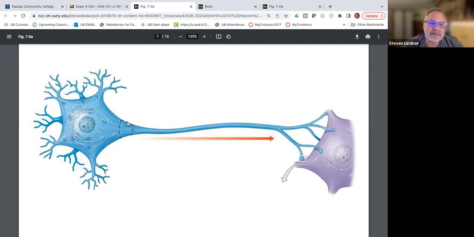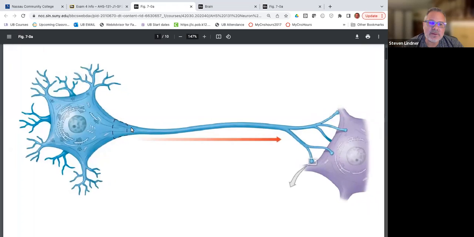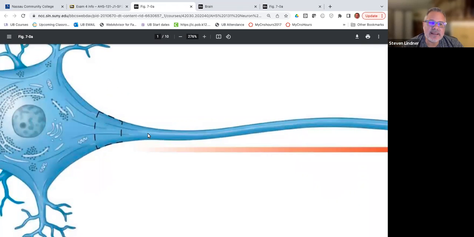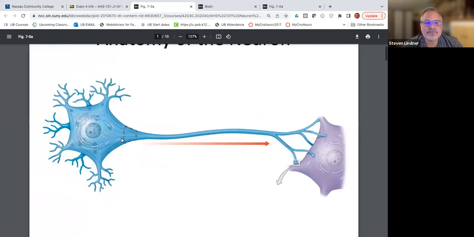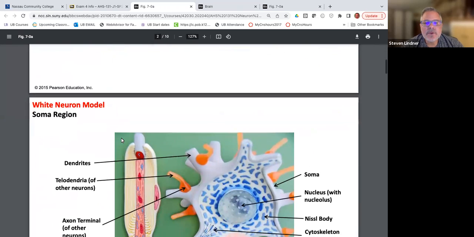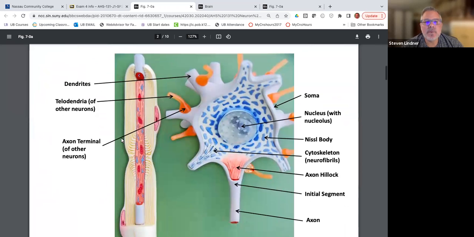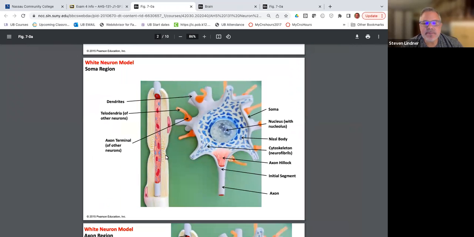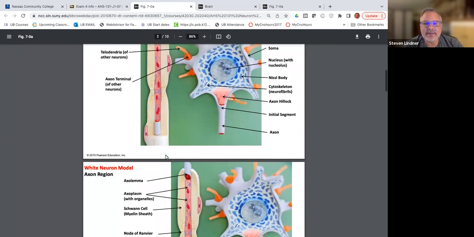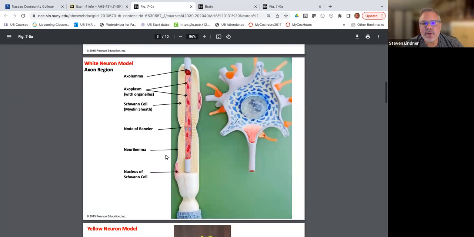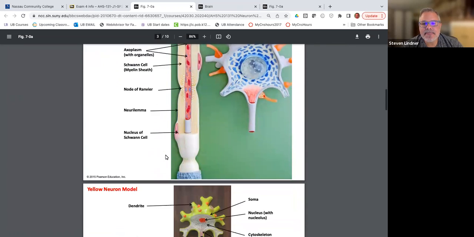This dotted section that's outlined here, this dilated part of the axon, they call this the axon hillock. The axon hillock. So now what we're looking at is part of the neuron. And let me just show you a few other slides of that.